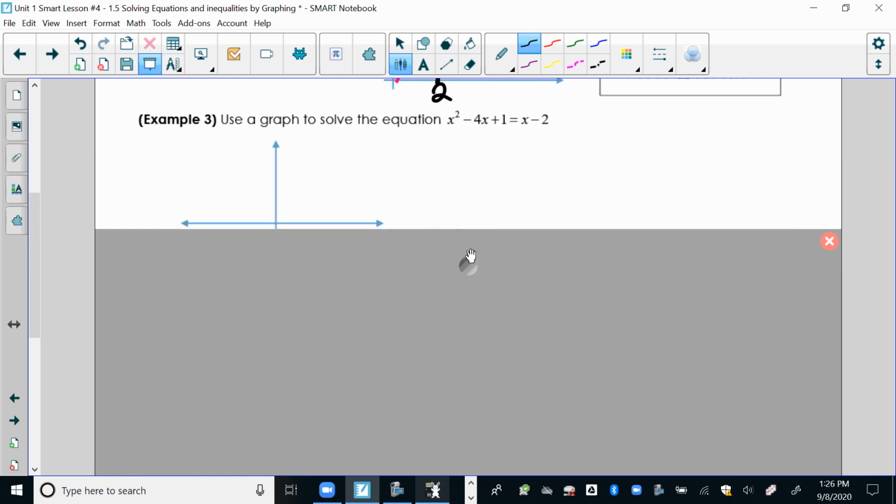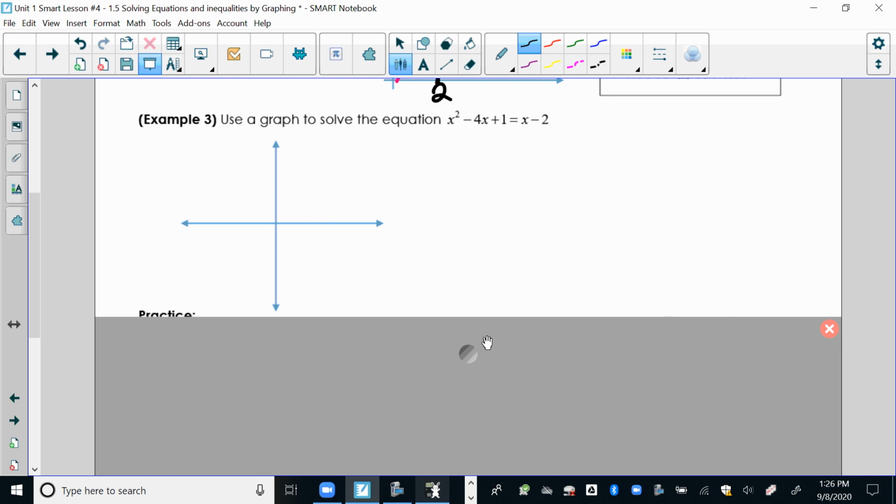All right, example 3. Use a graph to solve the equation x squared minus 4x plus 1 equals x minus 2. Again, we're going to use a graphing feature for this. The reason why is the intersections do not turn out nicely. So the first thing we need to do, just like our last example, is look for where these two sides are equal. So we pull them apart to create our two equations: y equals x squared minus 4x plus 1 and y equals x minus 2.